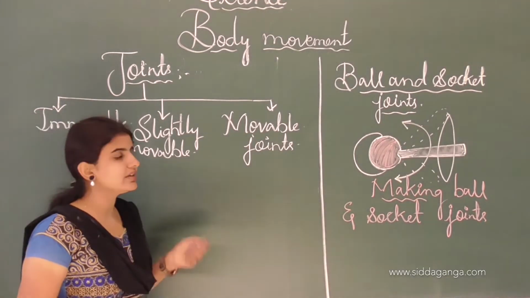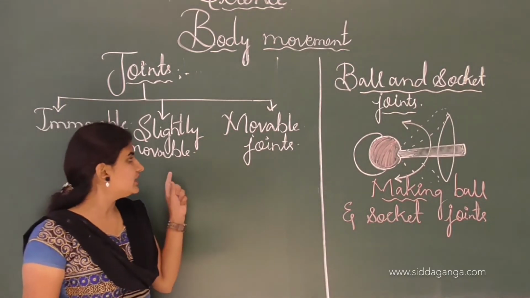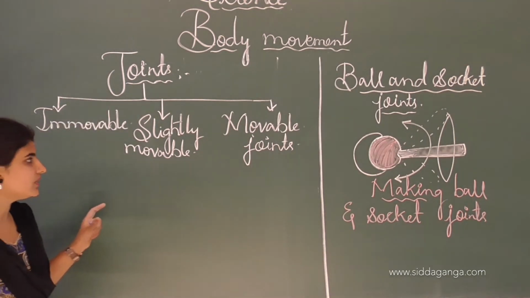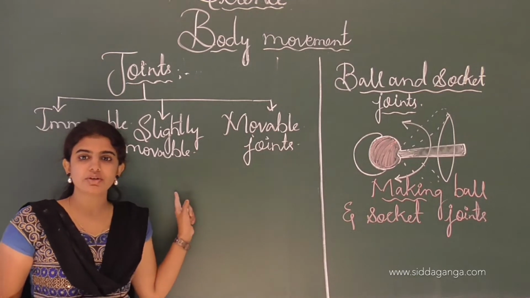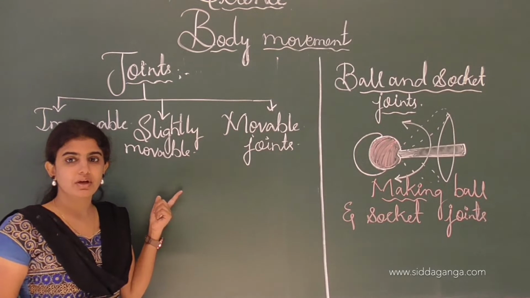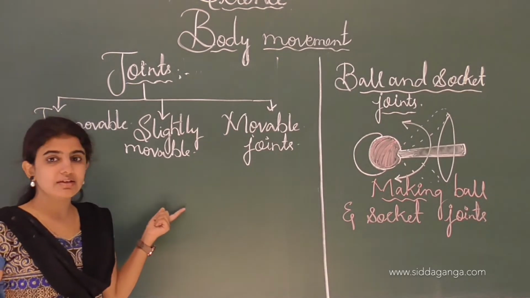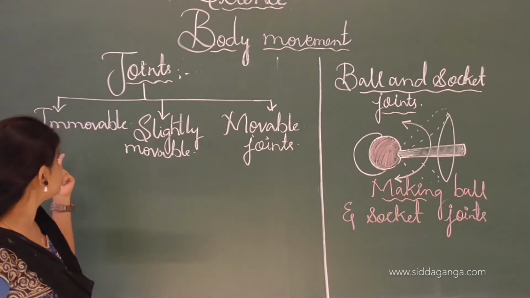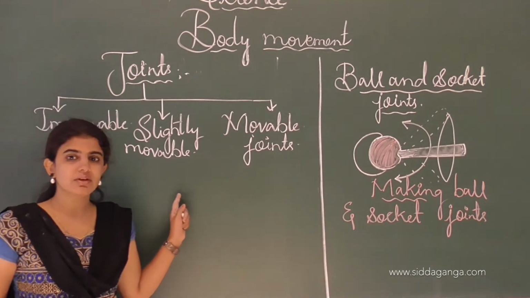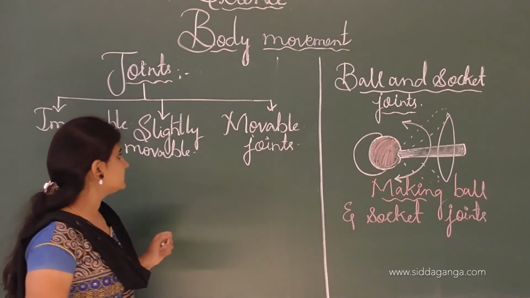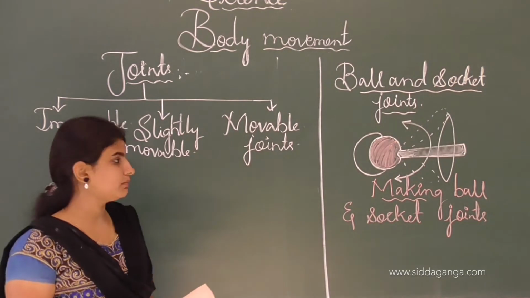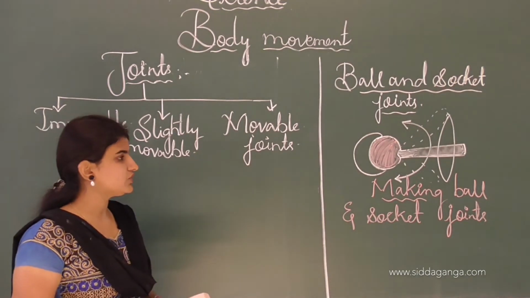The next one is the slightly movable joints. Here only little movement takes place. An example is the wrist and backbone. Compared to the immovable joints, we can easily move our wrist as well as our back. This is an example of slightly movable joints, that is, the wrist as well as the backbone. And the next one is the movable joints.